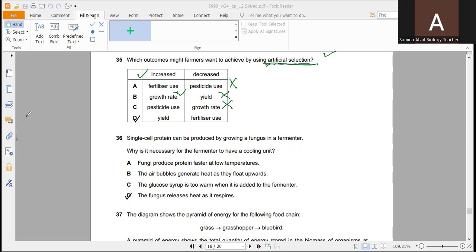If you are increasing yield, then you must decrease the fertilizer use. So D is the correct option. So all other options are not correct. Only D is the correct option.